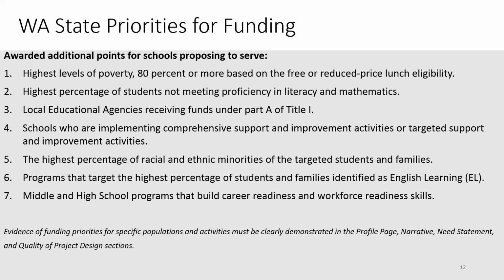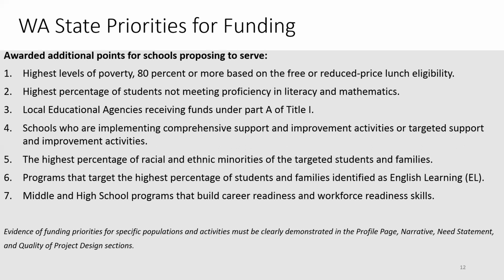price lunch eligibility. The highest percentage of students not meeting proficiency in literacy and mathematics. Local education agencies receiving funds under Part A of Title I. Schools who are implementing comprehensive support and improvement activities or targeted support and improvement activities. The highest percentage of racial and ethnic minorities of the targeted students and families. Programs that target the highest percentage of students and families identified as English learning. And middle and high school programs that build career readiness and workforce readiness skills.